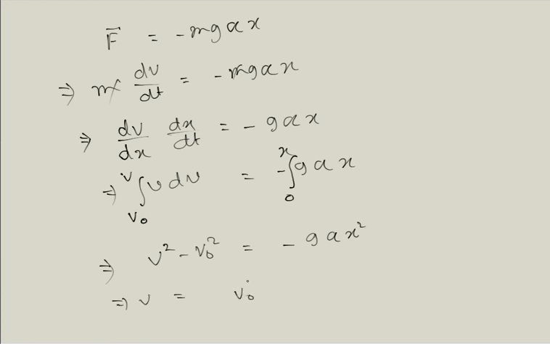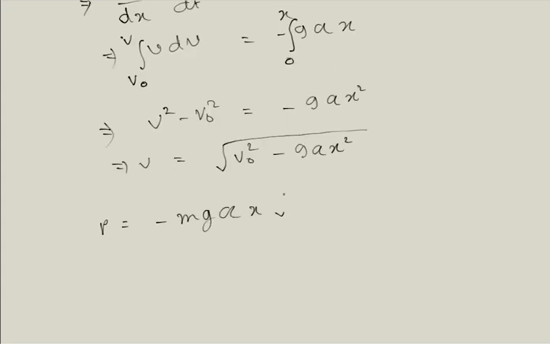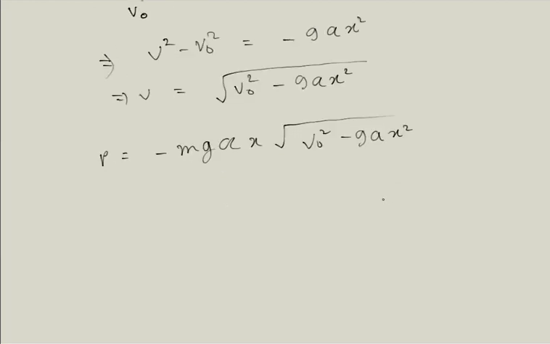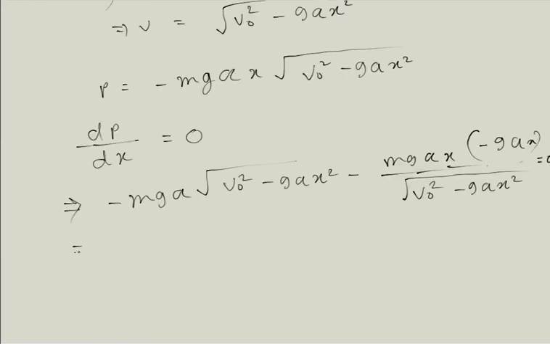So the final velocity v will be the square root of v0 square minus g alpha x square. So instantaneous power is given as minus mg alpha x times v. Now in order to calculate the maximum instantaneous power, we will have to differentiate this equation with respect to x, as x is the only variable here, and equate it with 0. So now differentiating it, and equating it with 0.